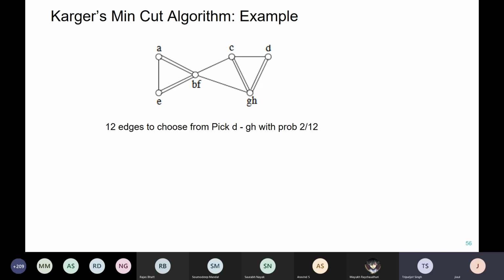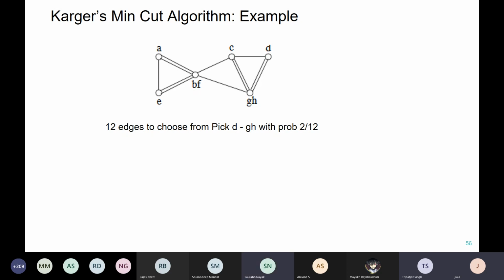Okay, and say again you randomly choose a particular edge. So in this case, for example, you choose the edge D, G, and H. Okay, and the probability value in this case of picking that is 2 by 12 because between D and GH there are two edges. Okay, you can see these two parallel edges, and the total number of edges is basically 12. So the probability value will be 2 by 12. So you can basically choose that particular edge with probability 2 by 12.